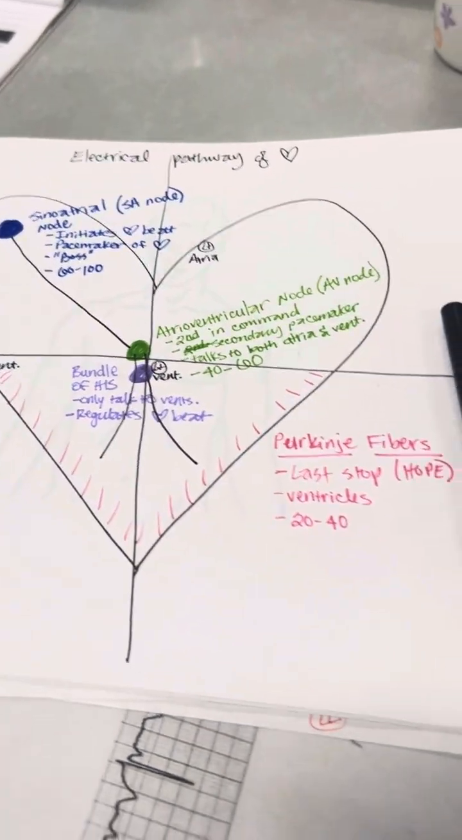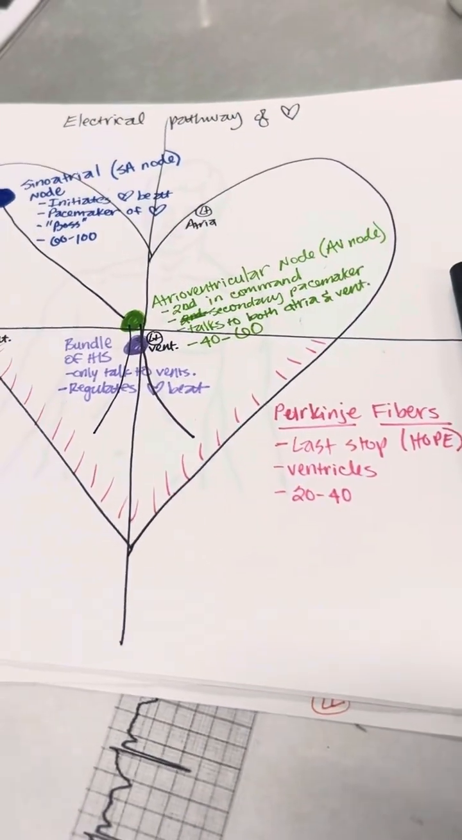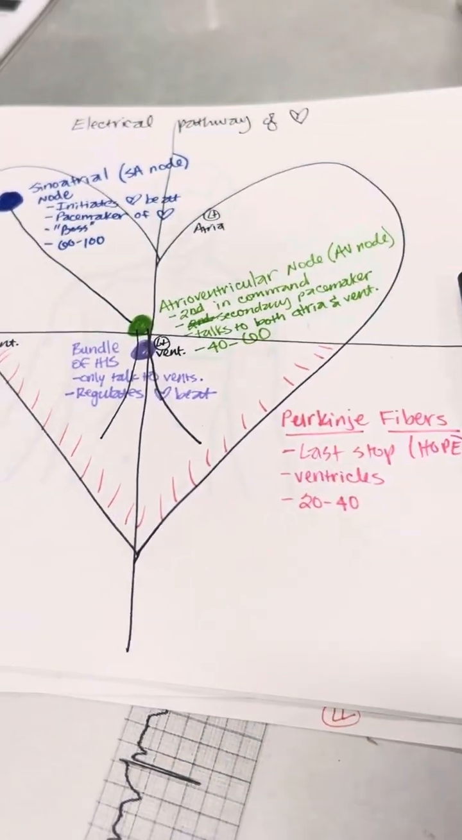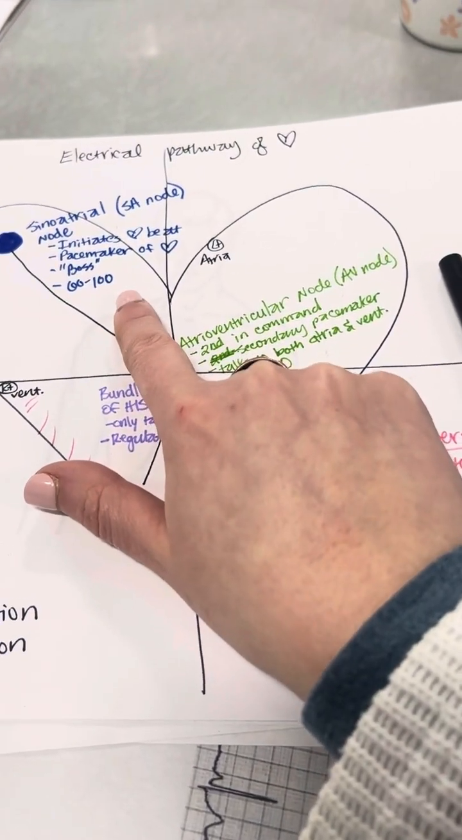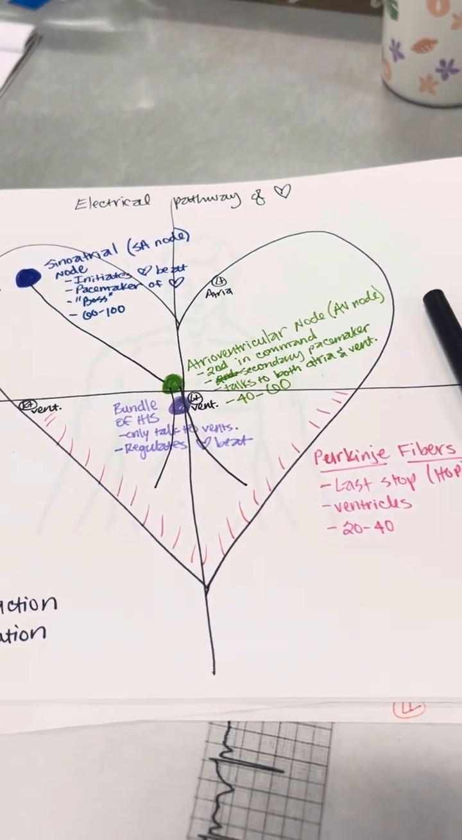Now, that is in a perfectly working heart. And all of that happens 60 to 100 times a minute in coordination with the pump, if the SA node is in charge. So that is the normal electrical pathway through the heart.